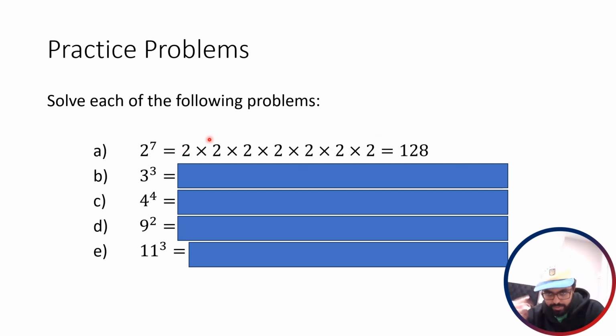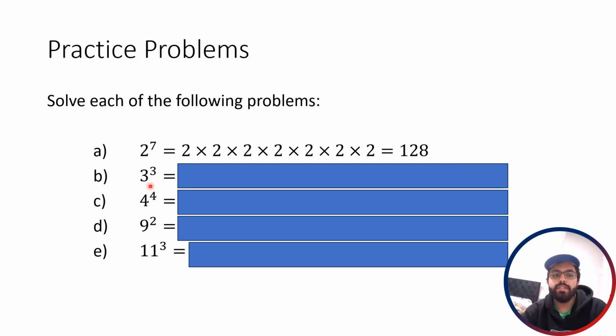128. And the way I like to think it through when I'm just writing it out like this is I like to say the answer I get at each step. So 2 times 2 is 4, times 2 is 8, times 2 is 16, times 2 is 32, times 2 is 64, times 2 is 128.